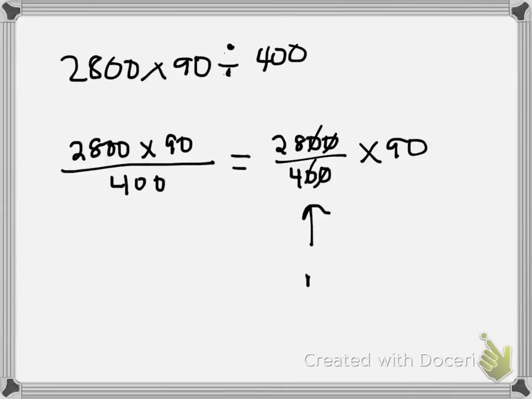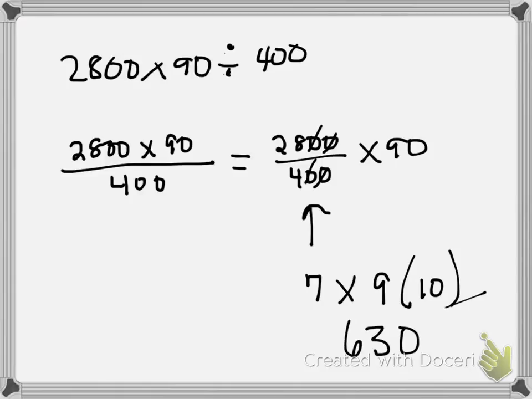28 divided by 4 is 7. And I know what 7 times 9 is. 7 times 9 is 63, and then it's like I'm multiplying by 10 again, and I get 630. Okay? So it's really about just playing with the numbers and the properties.